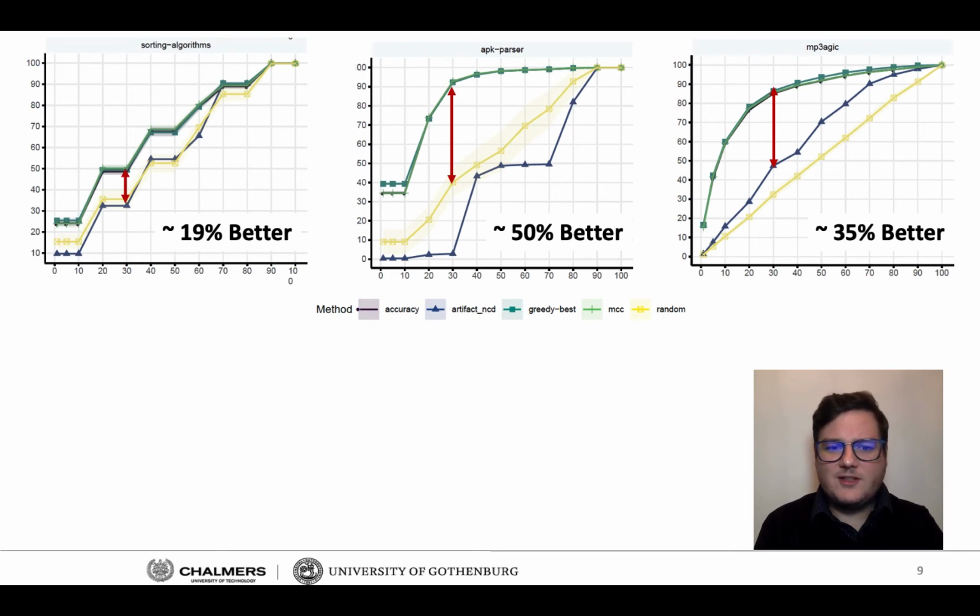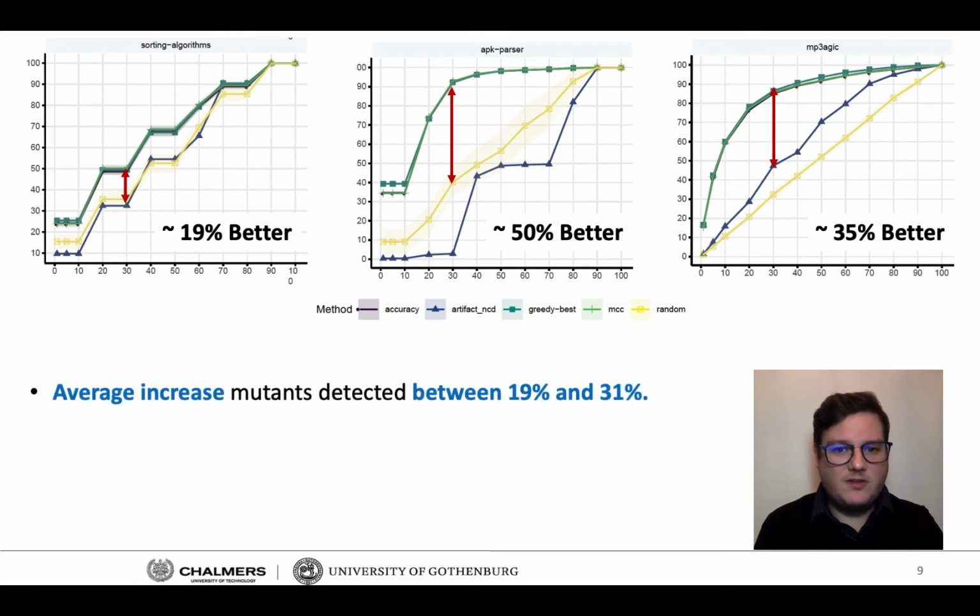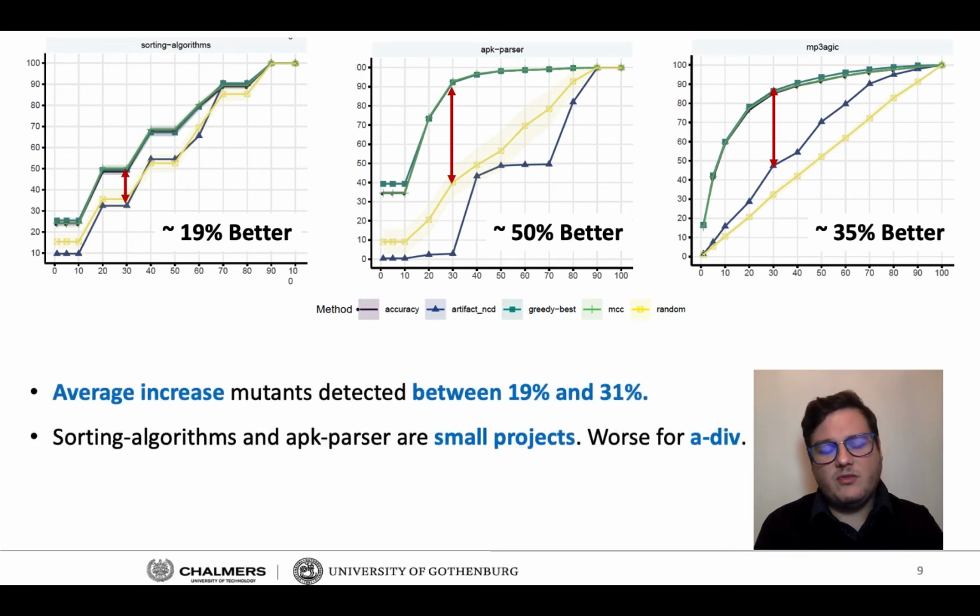We also saw that smaller test suites hinder artifact diversity. For instance, both APK parser and sorting algorithms are projects that have fewer than 15 tests, and a-div in those cases performs worse than random. The reason is that there isn't enough information in the different tests to perhaps convey a meaningful diversity between the tests.